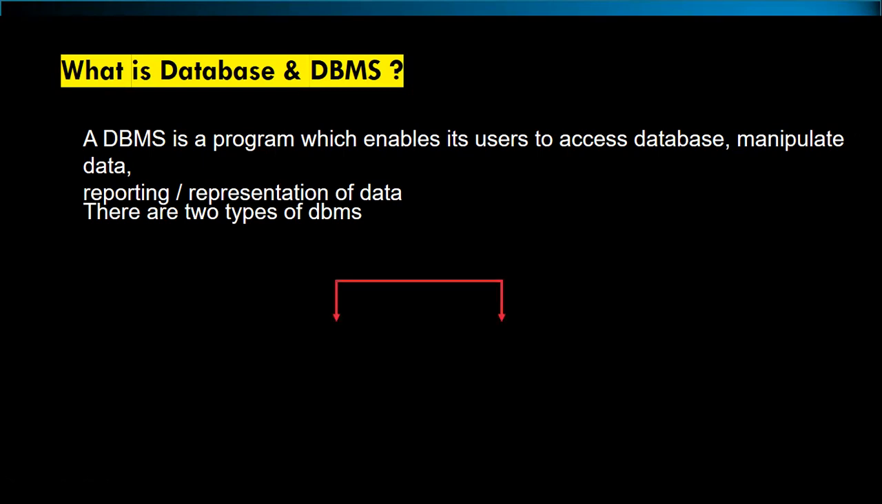So there are two types of database management systems. One is relational, the other is non-relational. For relational databases, we have Oracle, MySQL, and SQL Server. SQL Server is a Microsoft product, and Oracle is Oracle's product. MySQL was bought by Oracle, so now MySQL is also part of Oracle.